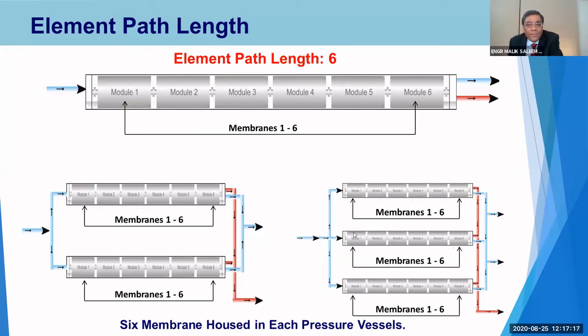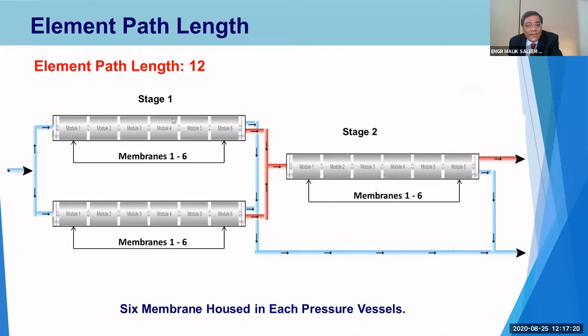Now, you can see in this case we are feeding water. In the first stage, we have 2 pressure vessels. Each pressure vessel has 6 membranes. In the first pressure vessel, we have 6 membranes, and in the second, we have 6 membranes. Now, the product from the first stage is being collected, and the reject from the first two pressure vessels is being fed to the second stage. In this case, the water is passing through six membranes in the first stage and six in the second stage. The path length is 12. This is the path length, it is 12 in this case.